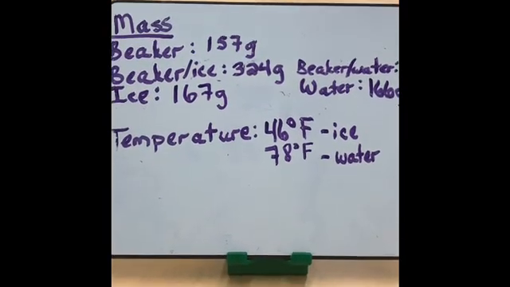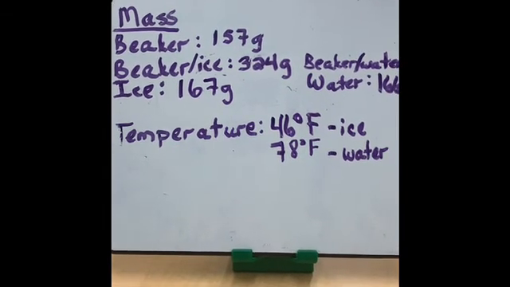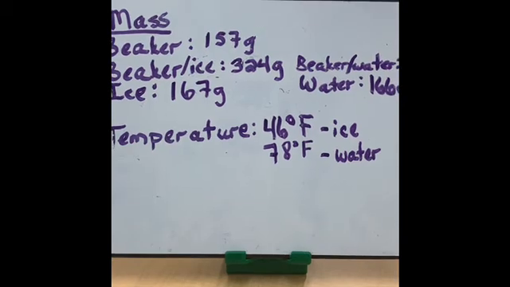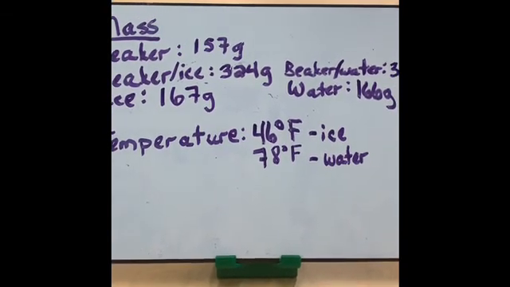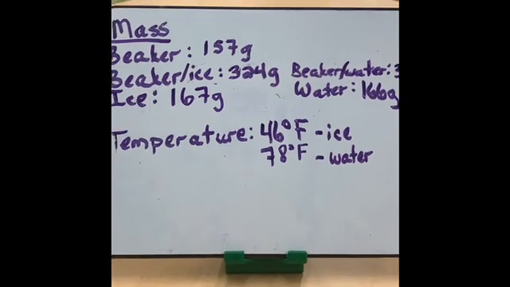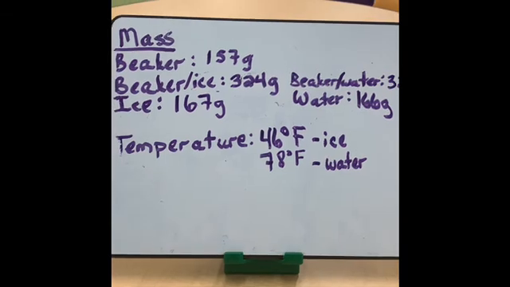And look at the temperature. So the ice was measuring at 46 degrees Fahrenheit, and the water was measuring at 78 degrees Fahrenheit. So it did get quite a bit warmer, and it definitely changed state from a solid to a liquid, but it kept almost the same mass.